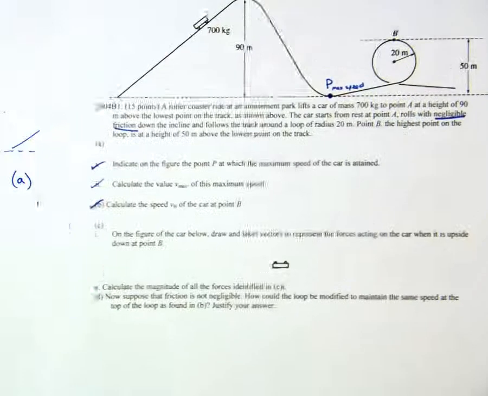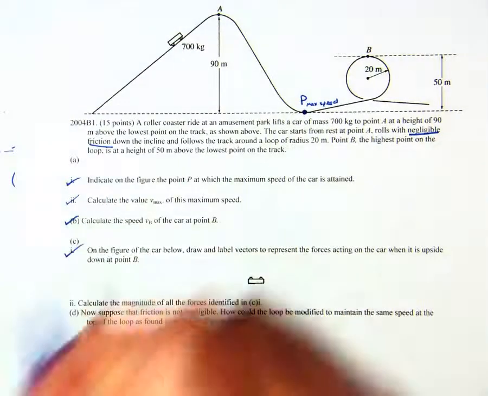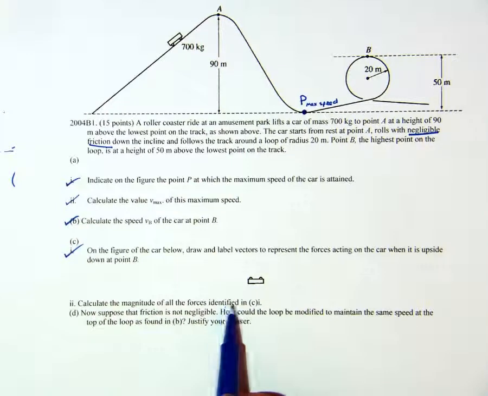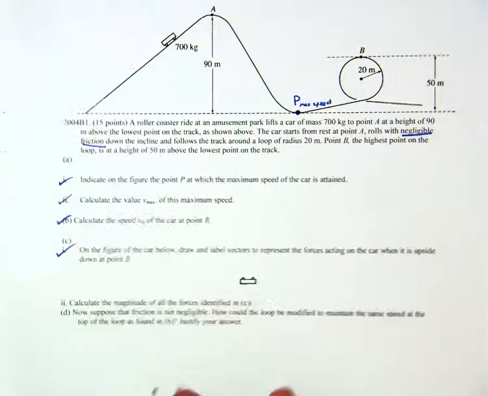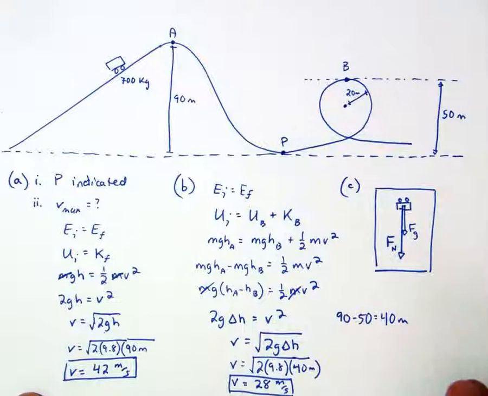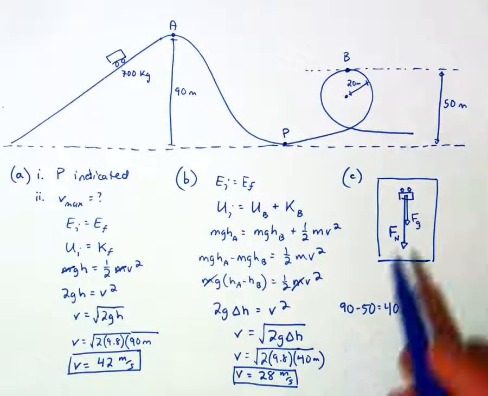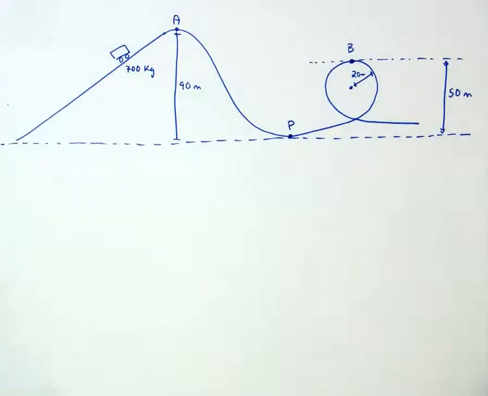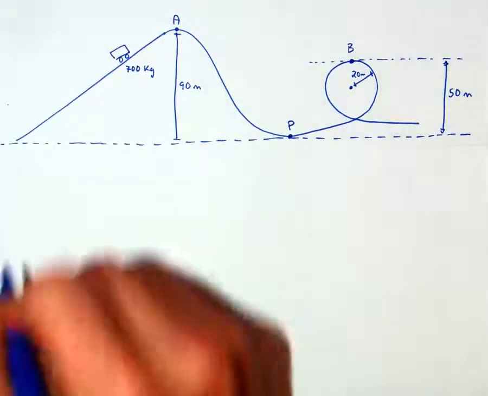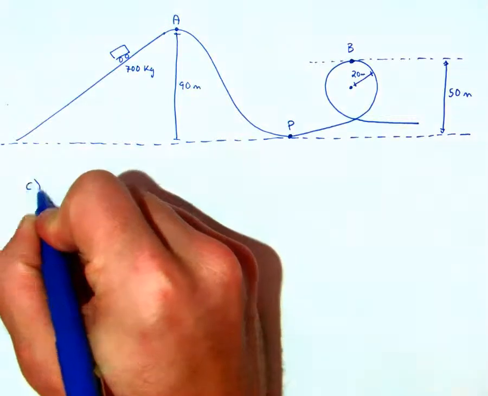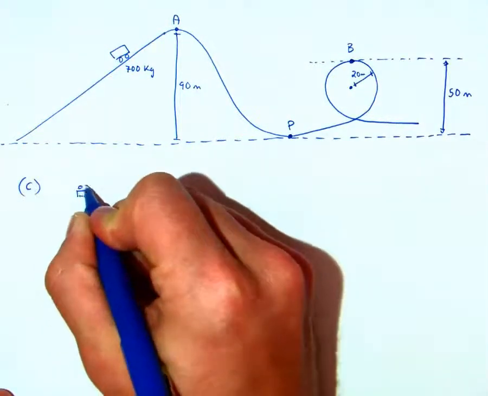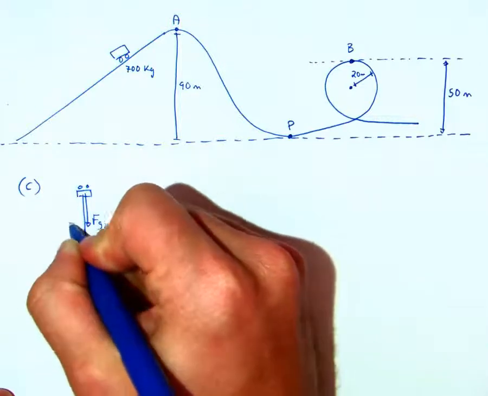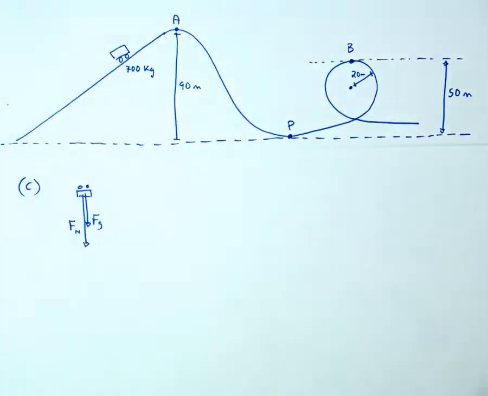So, back to our question, we're almost done with number one. Now let's calculate the magnitude of all the forces identified in C. Okay, so let's come to these two forces and say, how are we going to calculate the magnitude of those two forces? Let's go ahead and get our forces back here. We've got our cart. It's got the force of gravity pulling down on it. It's also got the normal force pulling down on it.